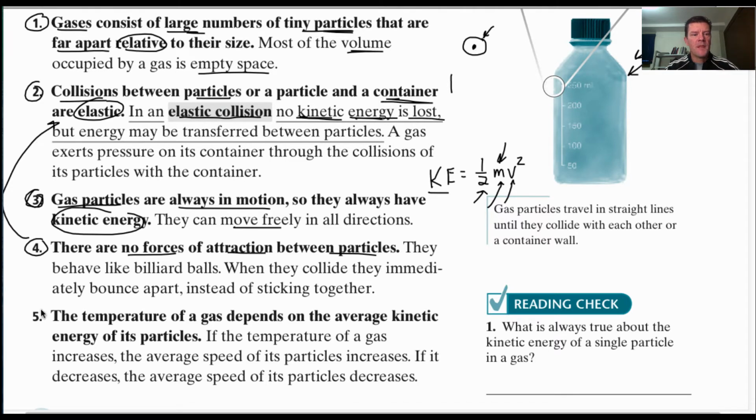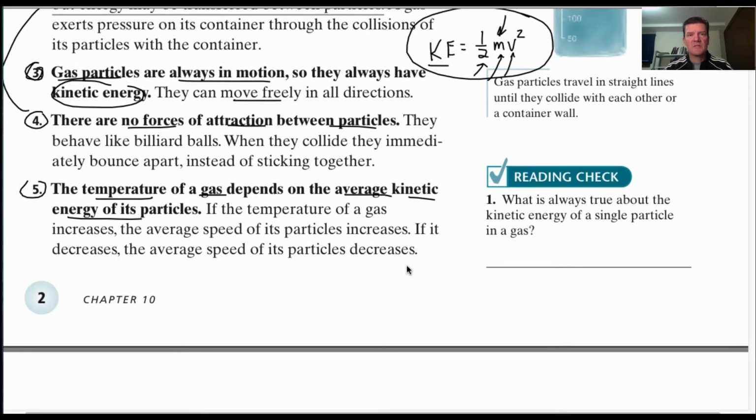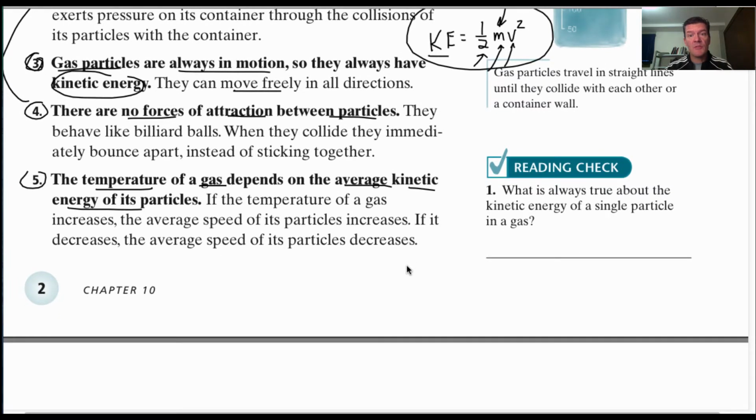Number 5, the temperature of a gas depends on the average kinetic energy of its particles. I mentioned up here that kinetic energy is 1/2 times the mass times the velocity squared. Well, that's what temperature is measuring. This is very important for you to understand. When you're measuring temperature, you are actually measuring the average kinetic energy of all the particles in the container. Does that mean that every particle has the same kinetic energy? No. Some are moving faster, some are moving slower.